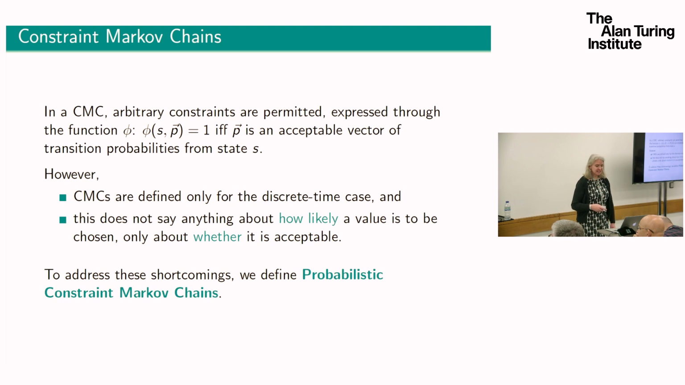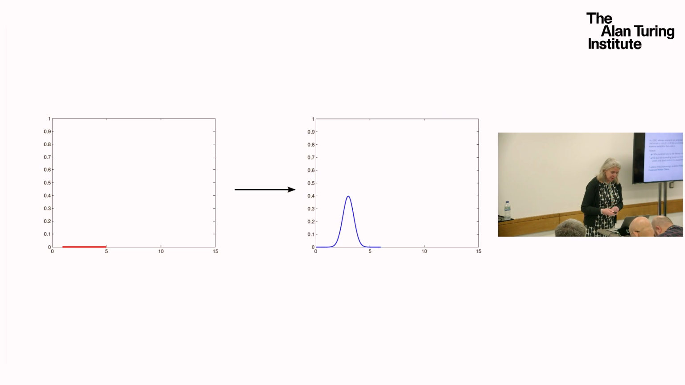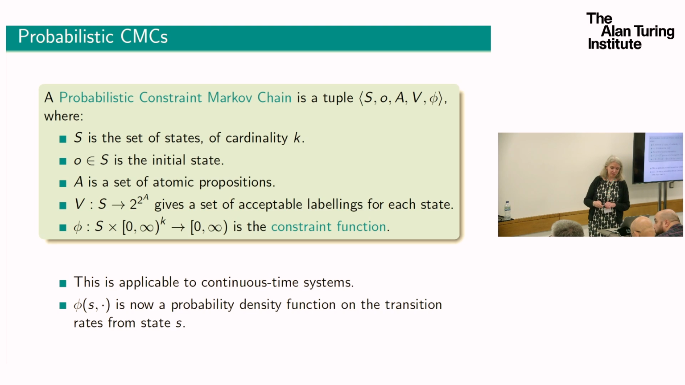So in this case, the arbitrary constraints are permitted, and it's just a Boolean acceptance vector. So either this is an allowable case or not, whereas we would like to have something that gives us a distribution. And it's also just the discrete time case, so it's just looking at probabilities where we want to look at rates. So essentially, we want to take this case where they're just saying, OK, it's acceptable for me that it's in 0 to 5, and we want to impose a distribution on that.